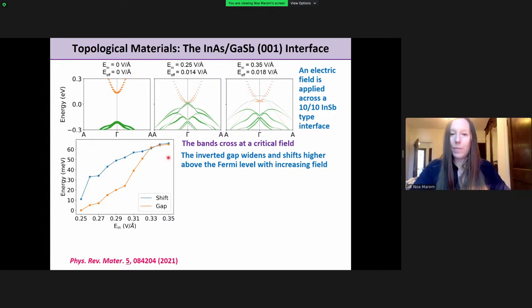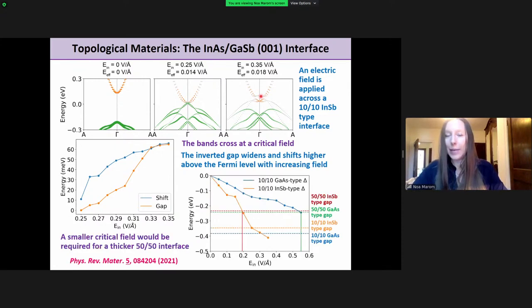The inverted gap will widen but also shift higher above the Fermi level as you increase the electric field, which means that, first of all, you'll need a considerable electric field in order to produce this band crossing. And second, you would need to somehow tune into this gap, which is above the Fermi level, in order to observe it.